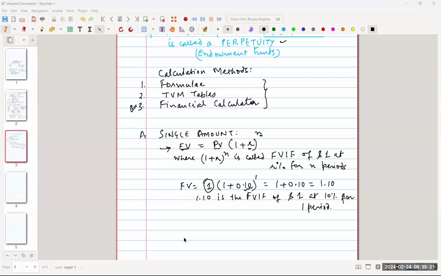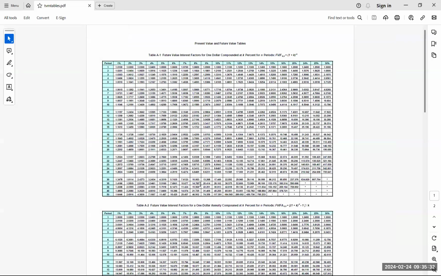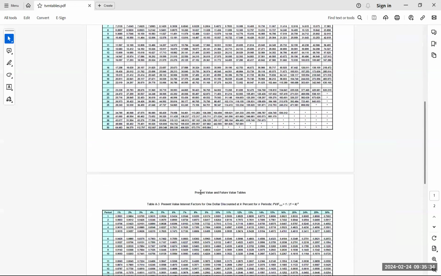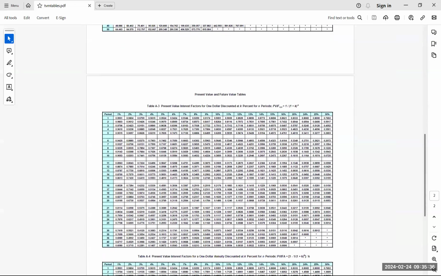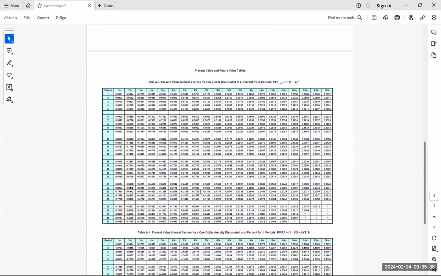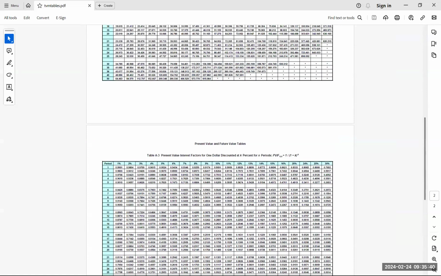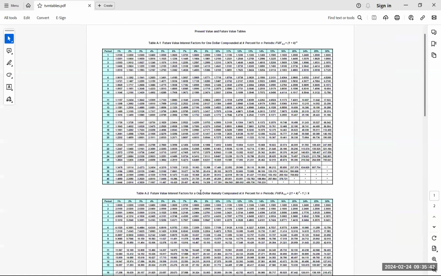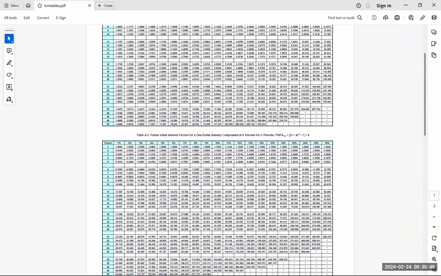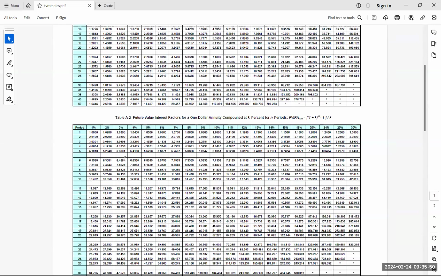TVM tables. Right. So can you see my screen on which I've put up some tables? Yes, sir. So I am referring you to where is the future value? Right here. So I'm asking you to pay attention to this part.